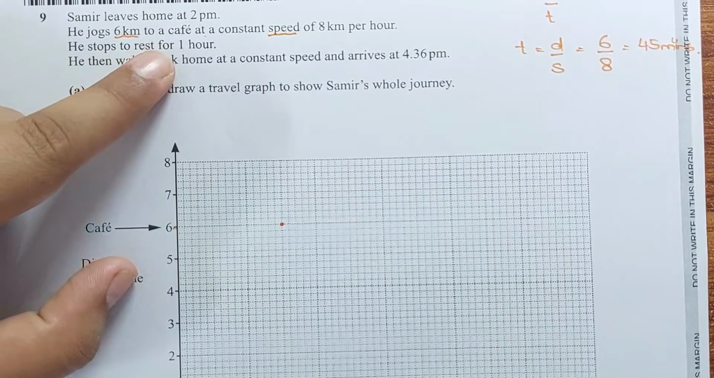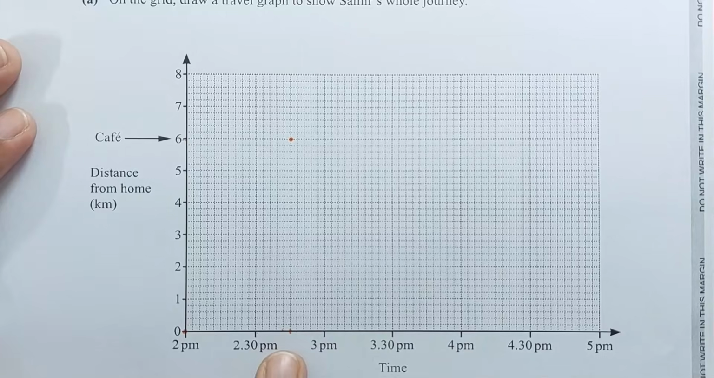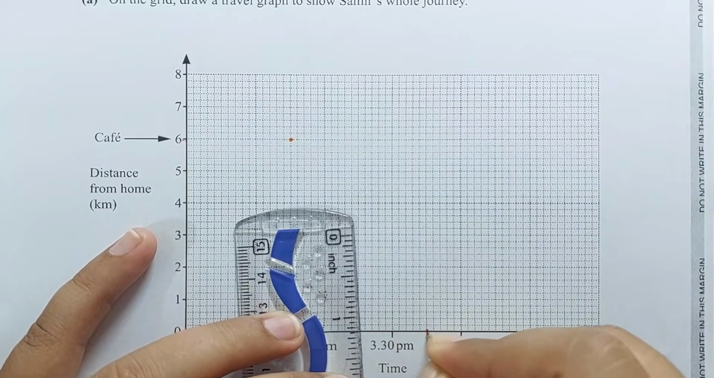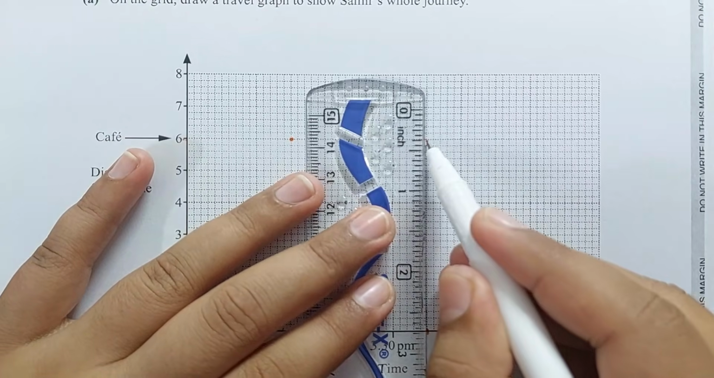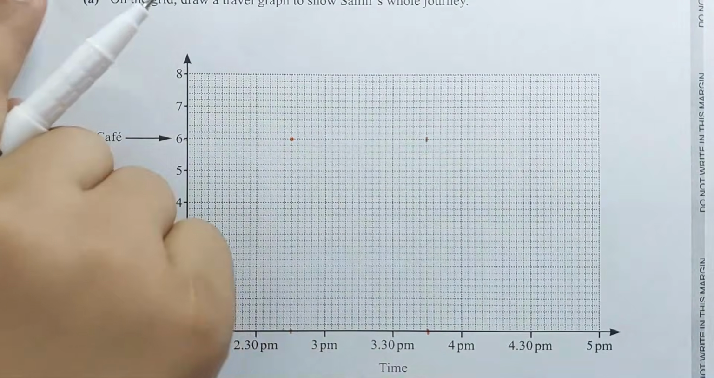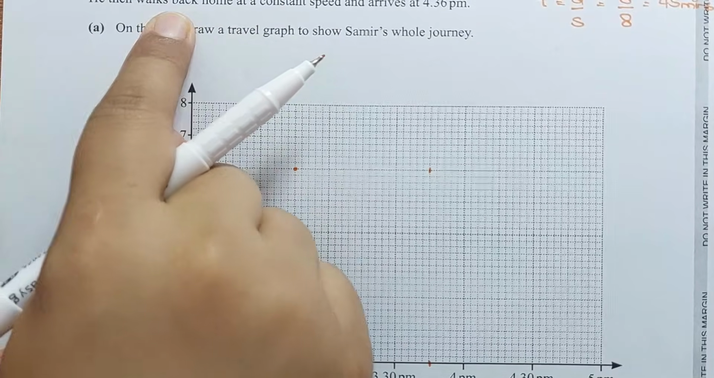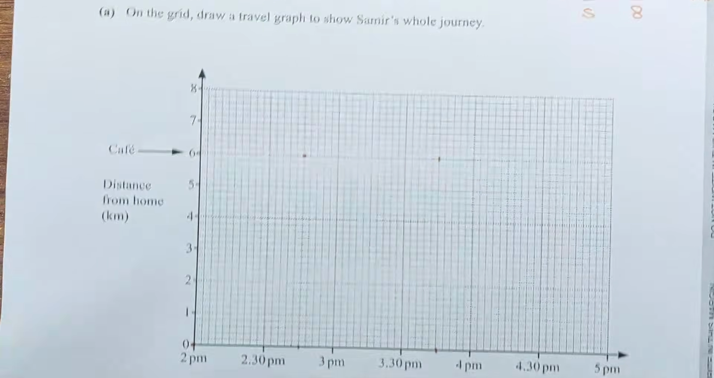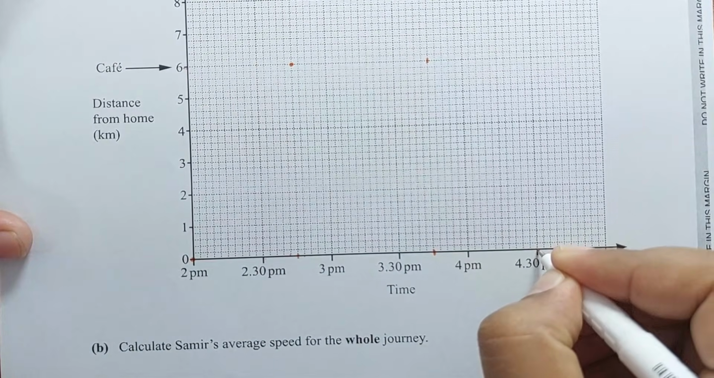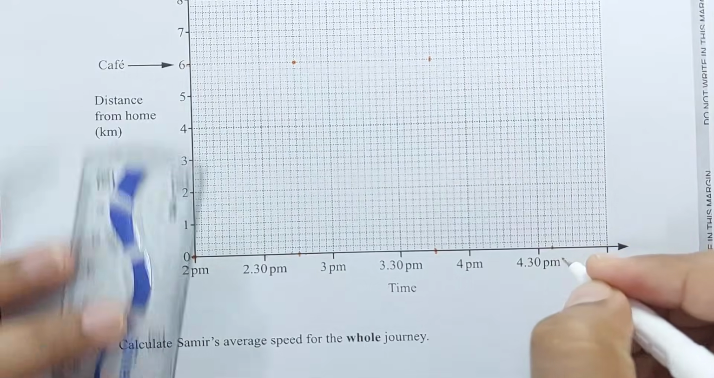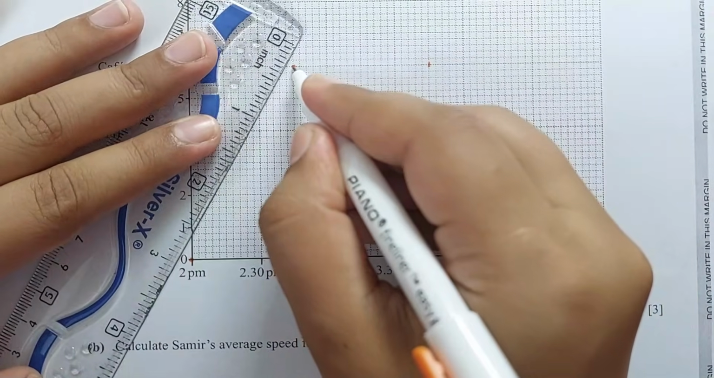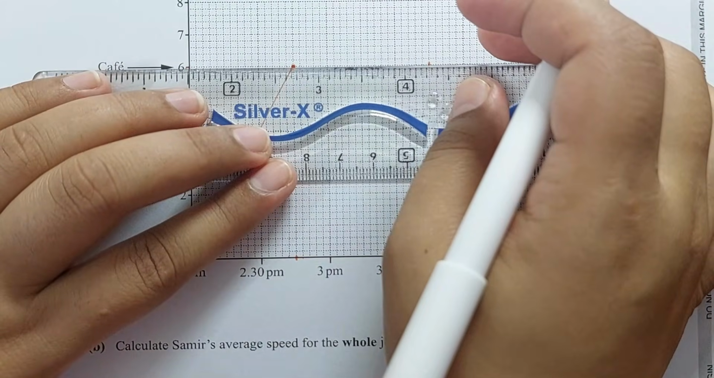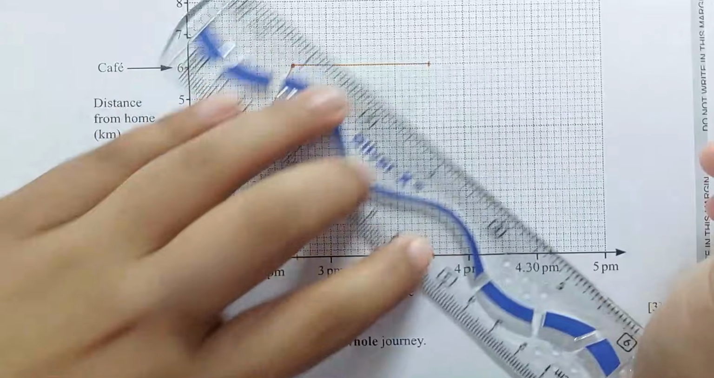Then he stops to rest for 1 hour. So the 1 hour of rest is from 2:45 to 3:45. This is 3:45, and it is rest. He's in the cafe. Now he walks back home at a constant speed, and he arrives at 4:36. This is 4:30, 4:33, and 4:36. Let me join all of these points to get the travel graph that shows Samir's whole journey.